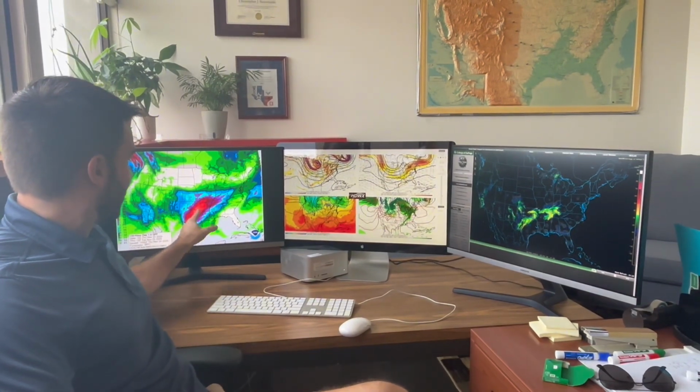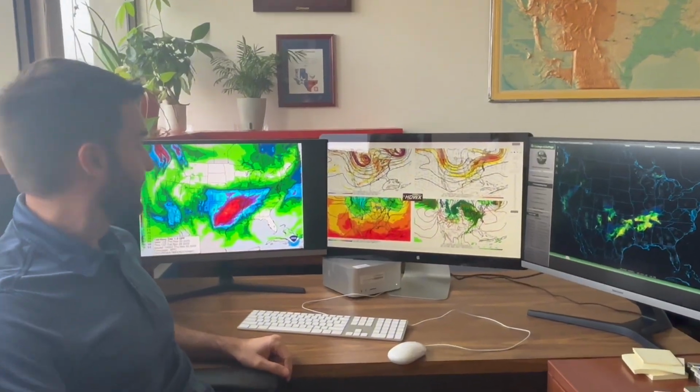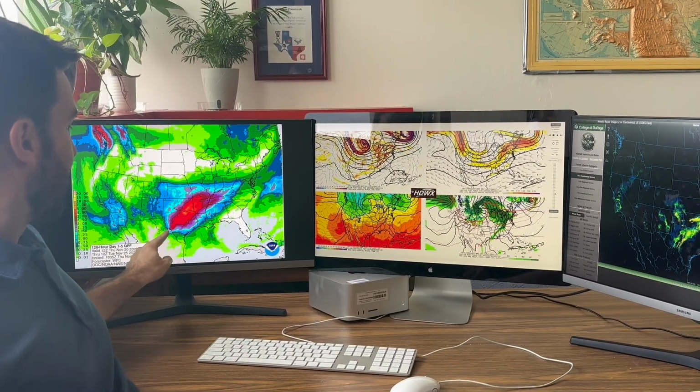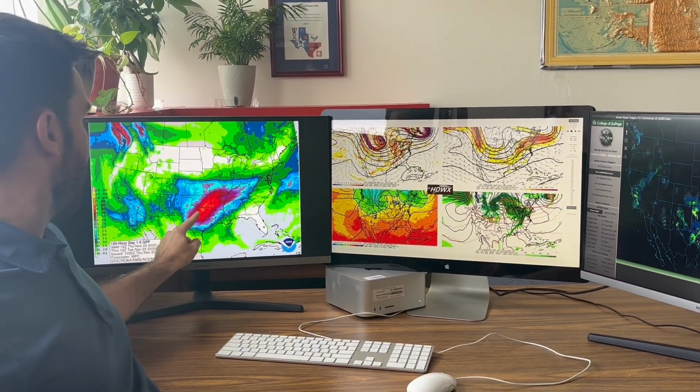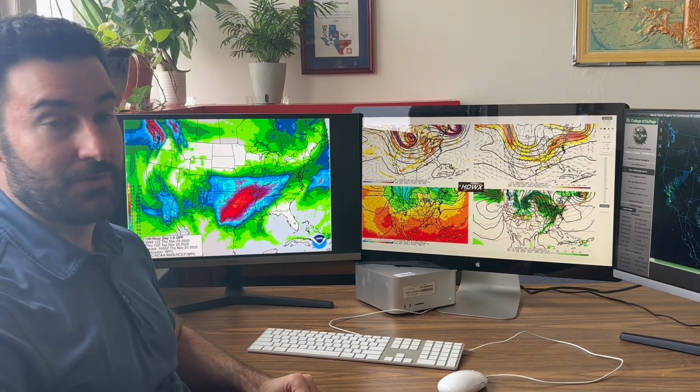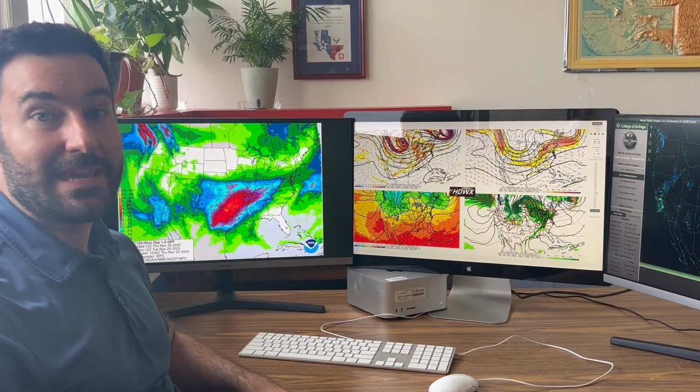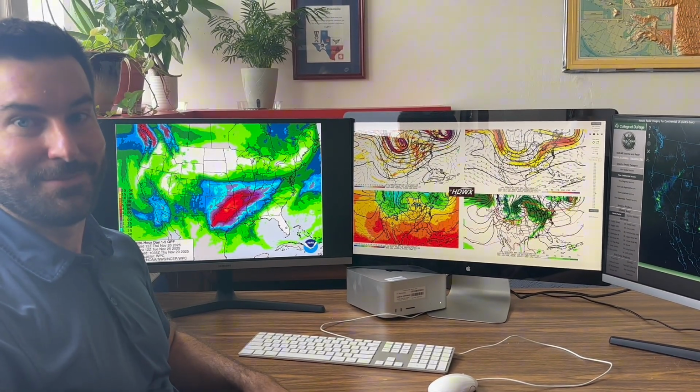This is the Weather Prediction Center's forecast for rainfall over the next few days, going into Tuesday of next week. You see anywhere from 4 or 5 inches of rain over parts of central and northern Texas. But most of the state will see some rain and hopefully put a dent in some of the drought we've been having.